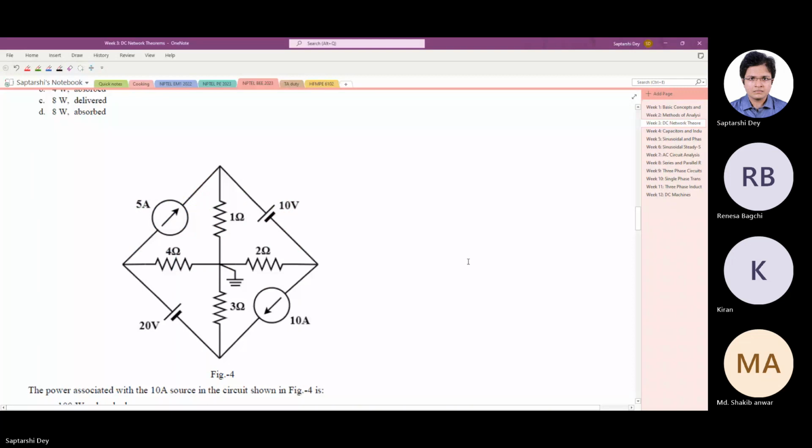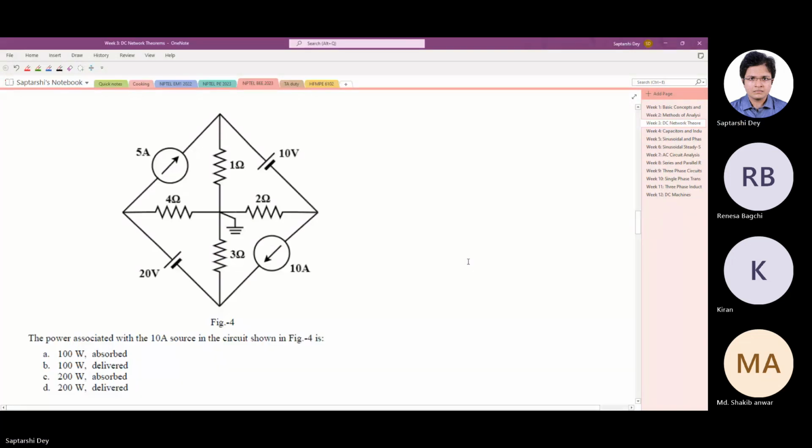Okay. So this network is there, power associated with the 10 ampere source in the circuit.